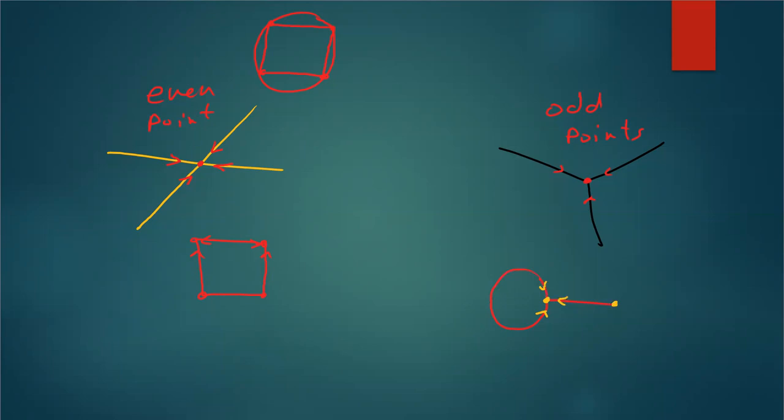And the maximum number of odd points allowed for the shape is two, only two, okay? If the shape has more than two, it will be impossible to solve. If just two, it's fine.